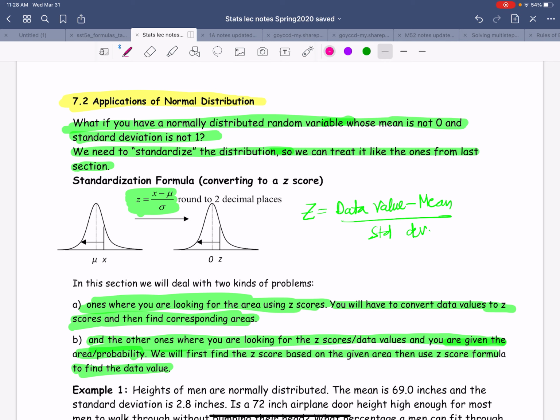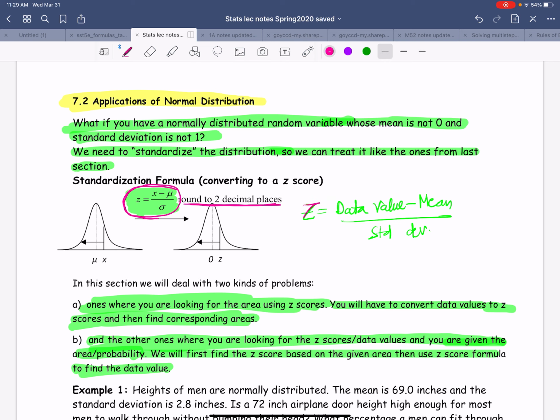We will standardize the scores. We will convert our data values into z-scores, and then we'll still be able to use the z-score tables from the last section. The z-score formula we talked about in chapter 3 earlier. So here's the z-score formula. Remember that. Always round the z-scores to 2 decimal places. You can also use a calculator. I prefer Casio 991EX or StatCrunch to find the probabilities using normal distribution.